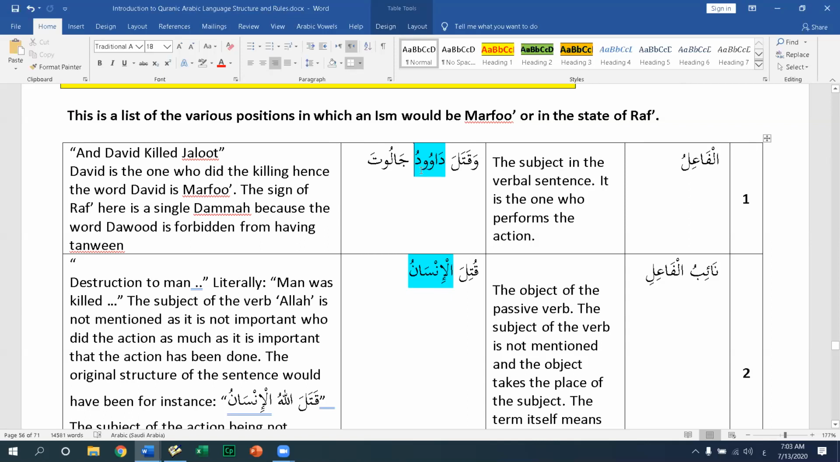Why do we say داوود and we do not say داوودٌ? Because it's ممنوع من الصرف. It's forbidden from having tanween, and that we already covered in a separate section. جالوت مفعول به منصوب وعلامة النصب الفتحة على آخره. Why it has only one fatha is because it's also ممنوع من الصرف. So, and David killed Jalut. David is the one who did the killing, hence the word David is marfu'. The sign of Raf here is a single dhamma because the word Dawood is forbidden from having tanween. I had written out that explanation. I don't know why I wrote it out, but I did.